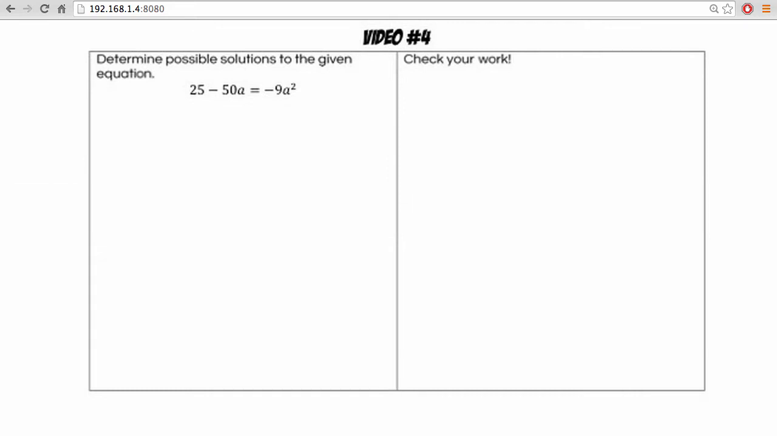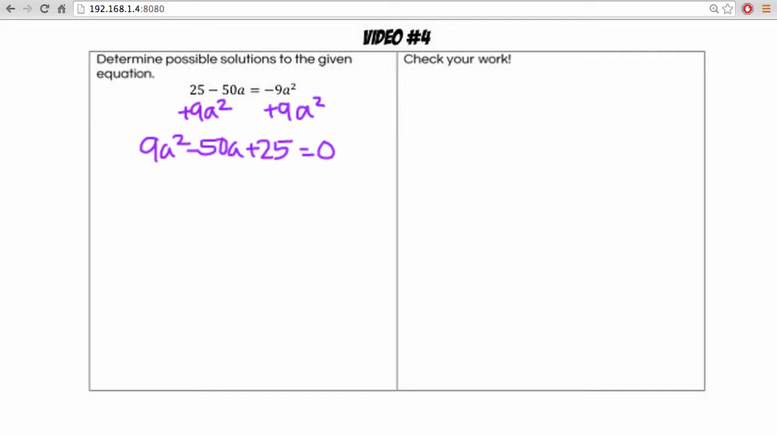So this problem looks a little bit different than what we've seen so far. We have 25 minus 50a is equal to negative 9a squared. To make this problem look like all the others we've worked with, we'll start out by adding 9a squared to both sides of our equal sign. That gives us 9a squared minus 50a plus 25 equals 0. Now, this just looks like everything else.